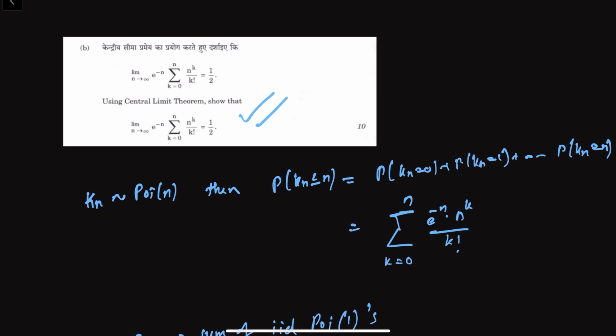So we have proved by using the Central Limit Theorem that the limit as n tends to infinity of e to the power minus n times the summation k equals 0 to n of n to the power k by k factorial is 1 by 2.